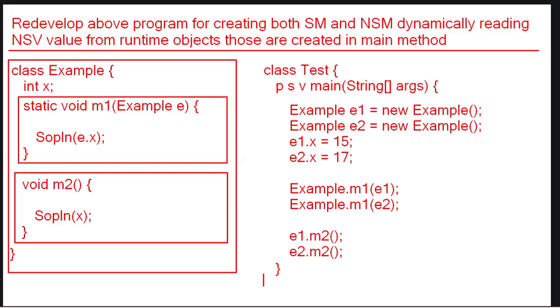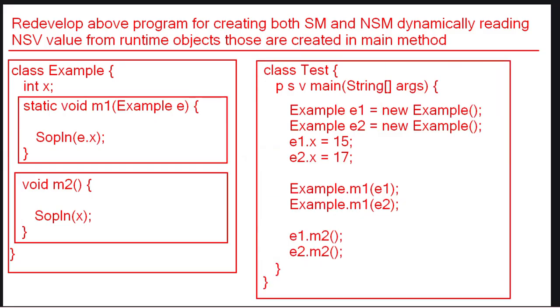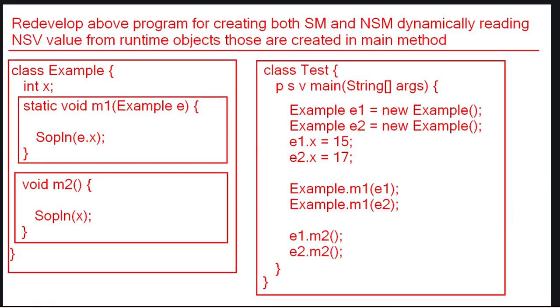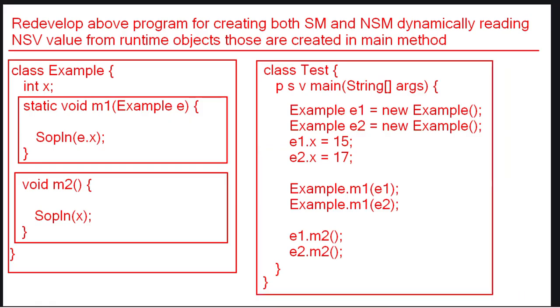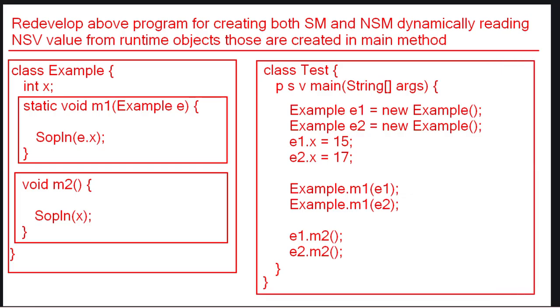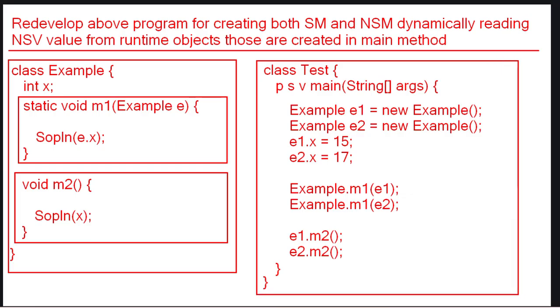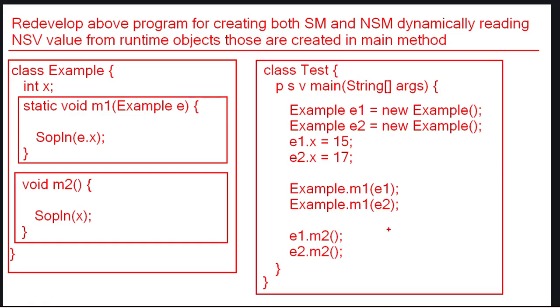Now both static and non-static methods are dynamic nature code. I want you to draw the memory and tell the output. I don't want you to tell the output using your eyes. I want it with memory. Use pen and paper, draw the memory line by line, and tell me the output.